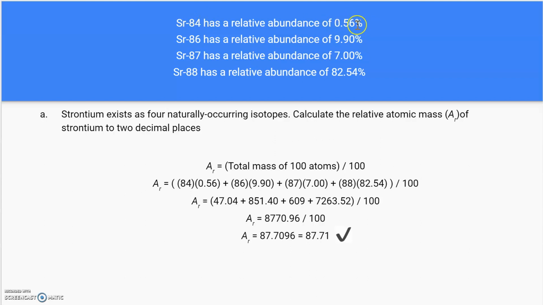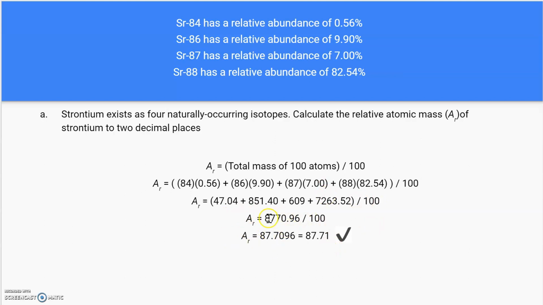Now we need to divide all of this by 100 because we have multiplied the molecular masses times the percentages. And now we need to transform that into decimal. So if we wanted to go directly about this, we could just beforehand divide each of the percentages by 100 before multiplying them by the molecular mass. However, I think this method is easier. You just multiply the molecular mass times the percentage, add them all together, and when you already have that total mass of the 100 atoms, you divide it by 100 to get to the actual relative abundance.